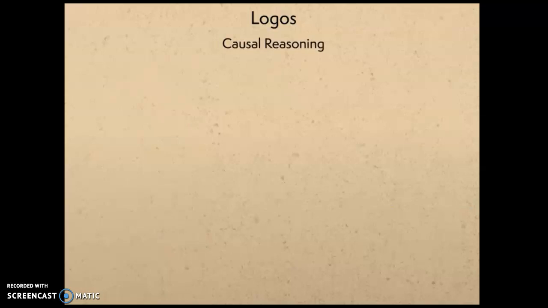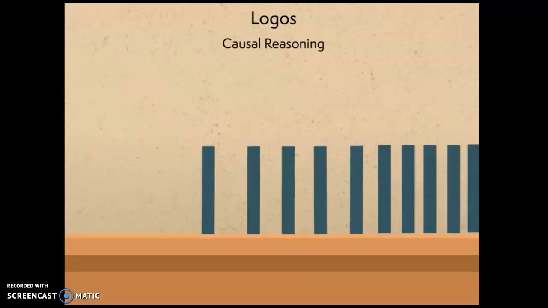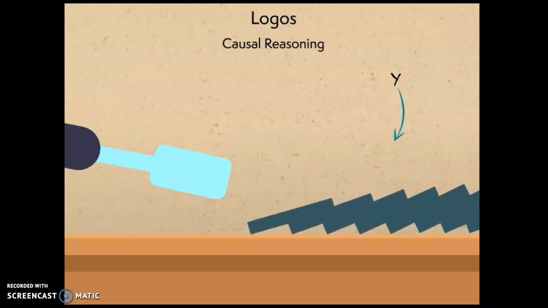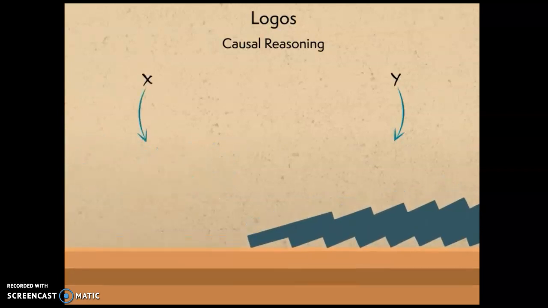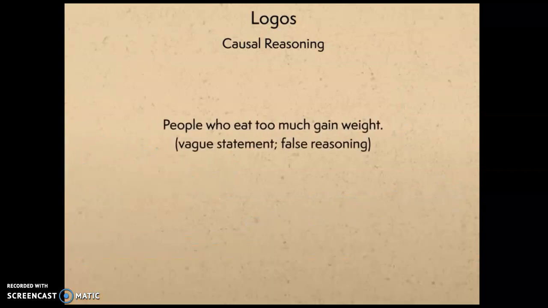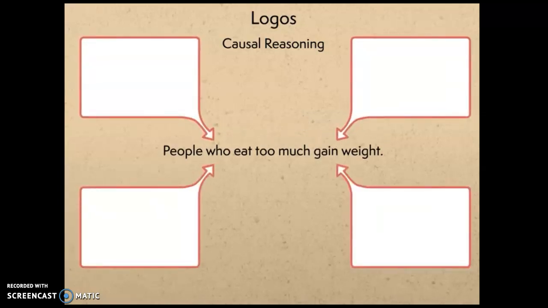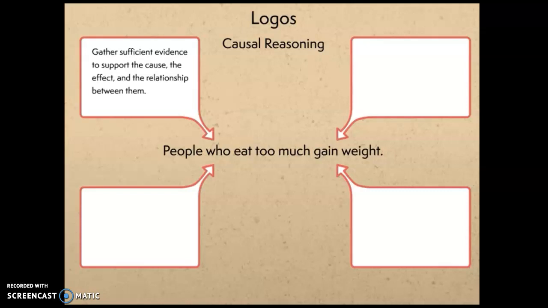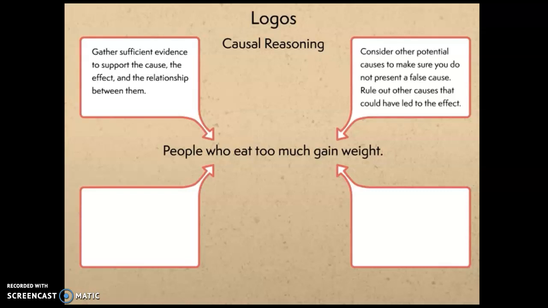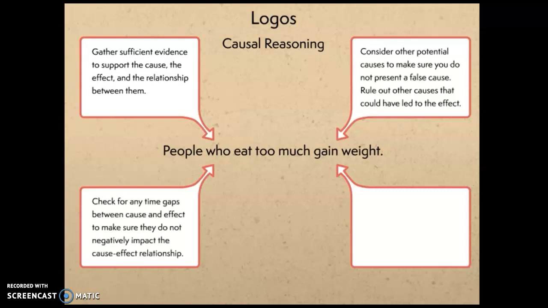Causal reasoning involves establishing a cause and effect relationship, that is, Y was a result of X action. As you put together arguments that involve causal reasoning, remember a few key tips. Gather sufficient evidence. Consider other potential causes. Check for any time gaps. And choose words carefully.